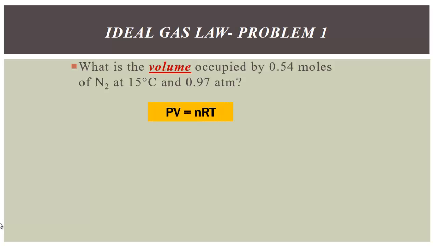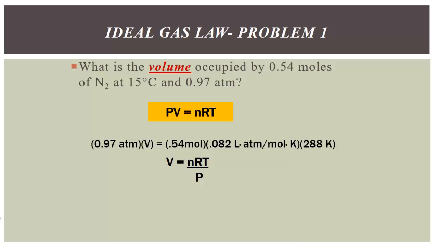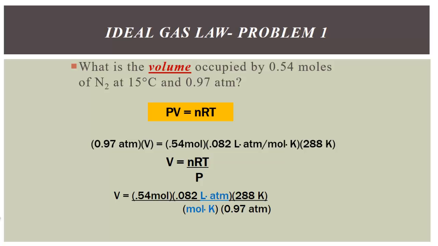So if we look at our equation there, we're solving for V. Okay, so if we plug everything in, pressure, what do we have here? We have 0.97 atmospheres in there, volume we're solving for, N is 0.54 moles, temperature is 15 degrees Celsius, which we will convert into Kelvin, and then R is our gas constant. Right. We arrange this for V, we get V is equal to nRT over P. When we solve it out, then it looks something like that.